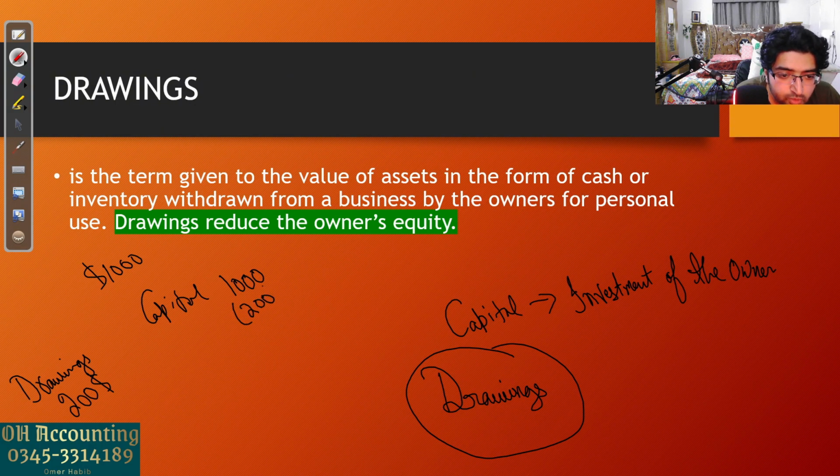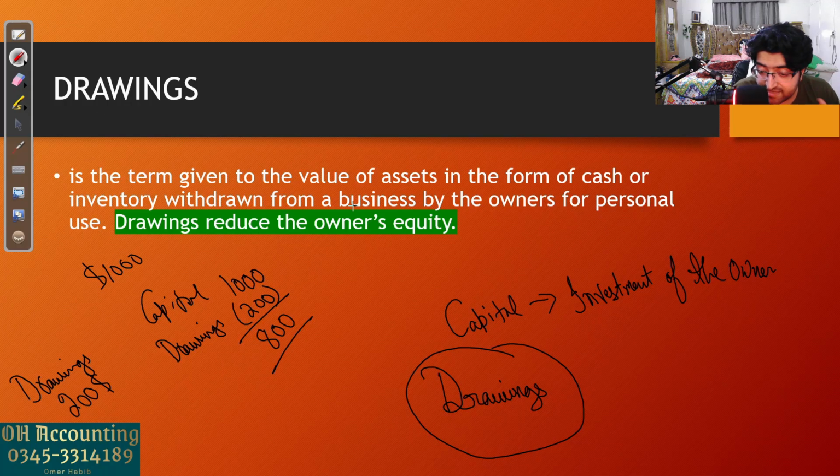In accounting, we don't use the minus sign like minus 200. We simply put the negative terms inside brackets. So, drawings are always deducted from capital and then the capital will be reduced to 800. This is what we do in accounting. Remember that, okay? Drawings reduce the owner's equity. And it makes sense, right?